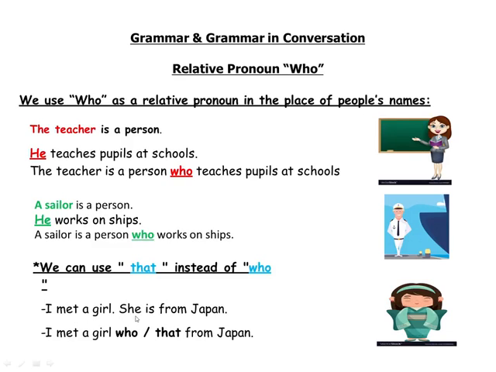Again, we have two sentences. We are talking about people. Okay, I met a girl. The first sentence, we write it as it is. I met a girl. We cross out the full stop and she. We use who or that from Japan. So I can say I met a girl who is from Japan or that is from Japan.